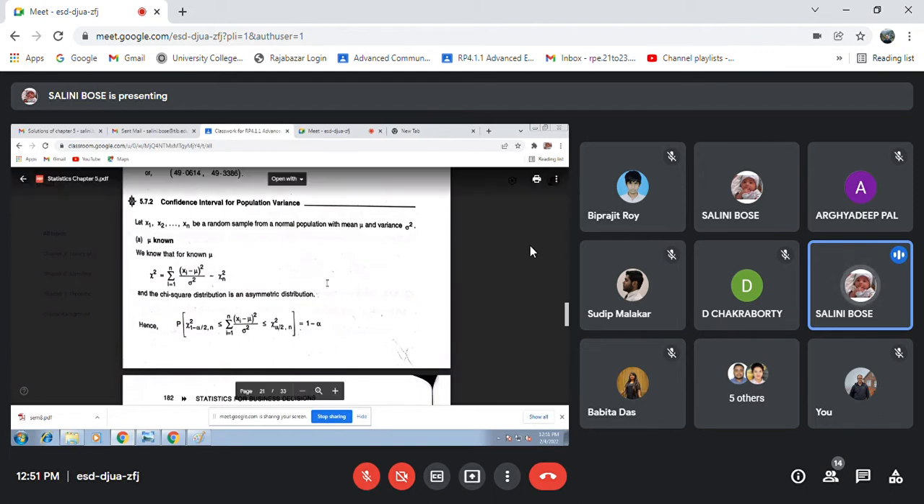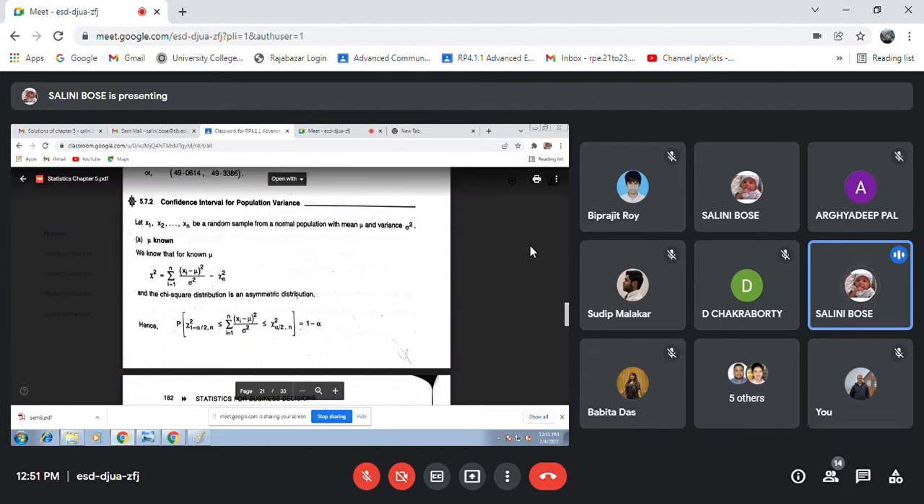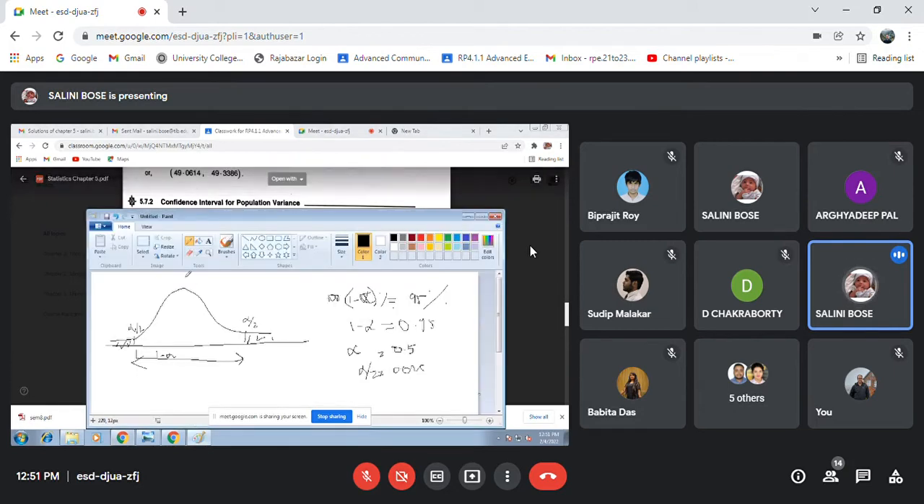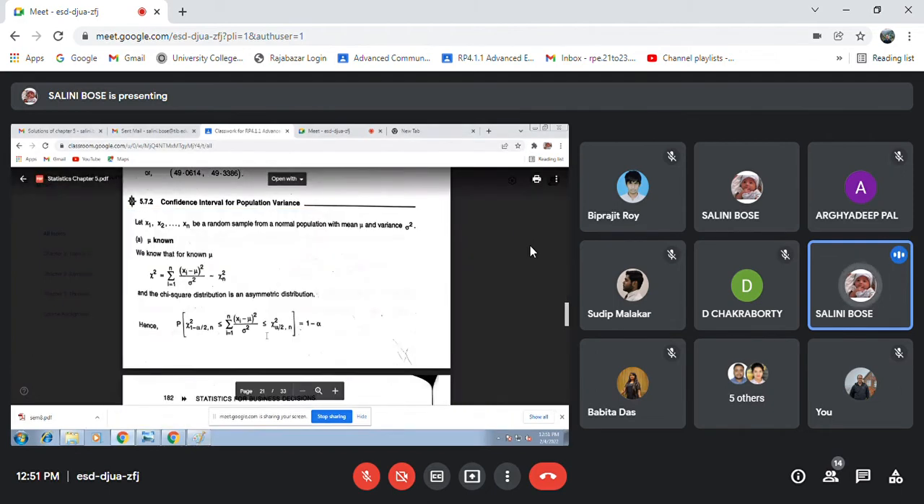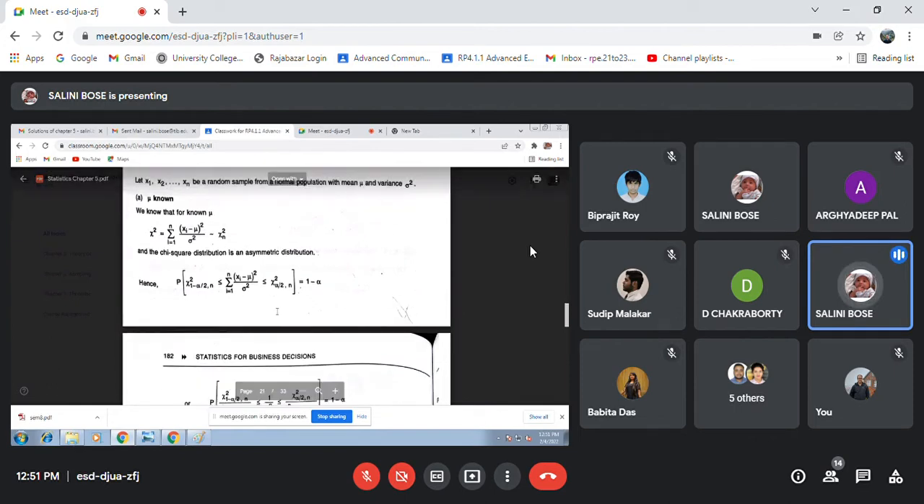The chi-square distribution is not symmetric. It is not like the normal distribution. It exists only for the first quadrant. The graph is like this, only for this part. So chi-square is not symmetric, it is asymmetric. So the interval for the variance will be like this. The interval for chi-square is from chi-square 1 minus alpha by 2, n to chi-square alpha by 2, n.